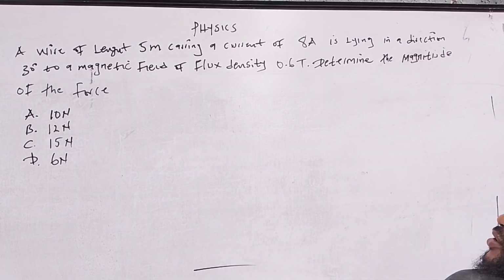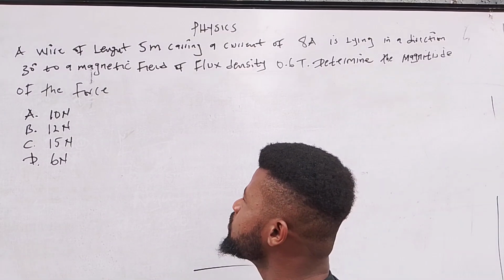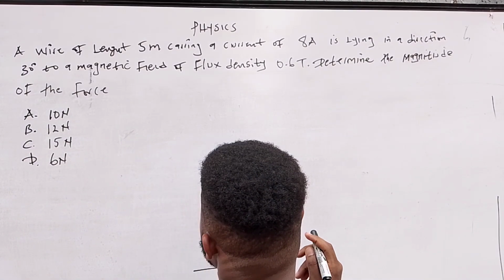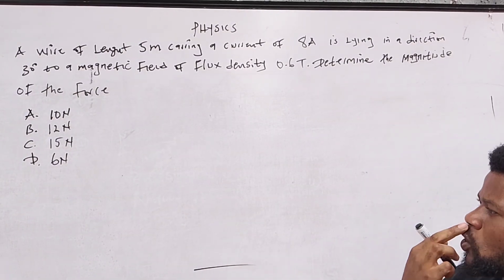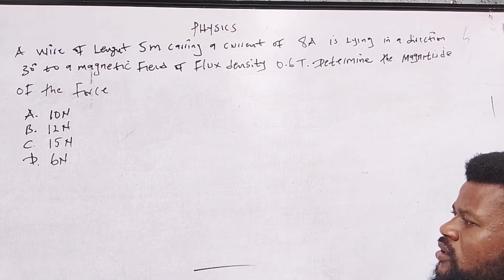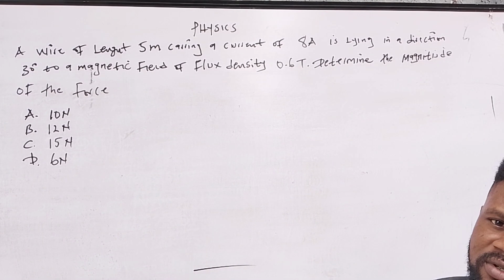Now, if you observe the board here, we have a physics question. The question says a wire of length 5 meters carrying a current of 8 ampere is lying in a direction 30 degrees to a magnetic field of flux density 0.6 Tesla. Determine the magnitude of the force. Option A, they give us 10 Newton. Option B, we have 12 Newton. C, they gave you 15, then D, they gave you 6 Newton.